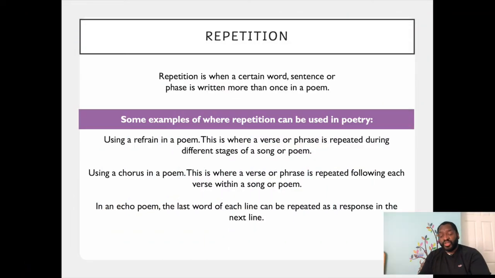If you're familiar with poetry, you'll be familiar with the use of repetition. Now, repetition is when words, sentences, or phrases are written more than once in a poem. Repetition is used in poetry to help make poems more interesting and to help create patterns. Depending on the word or phrase that is repeated, repetition allows for more emphasis to be placed on certain themes, ideas, or objects. An example of repetition might be using a chorus in a poem. This is where the verse or the phrase is repeated.